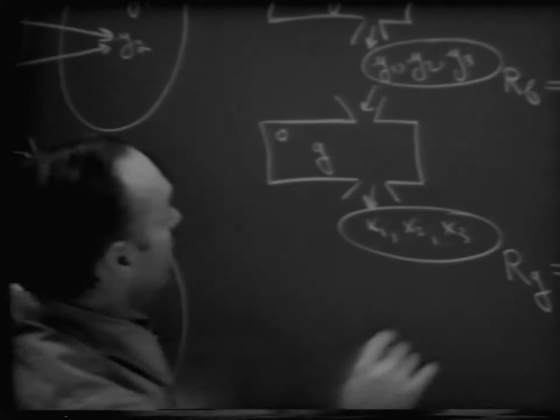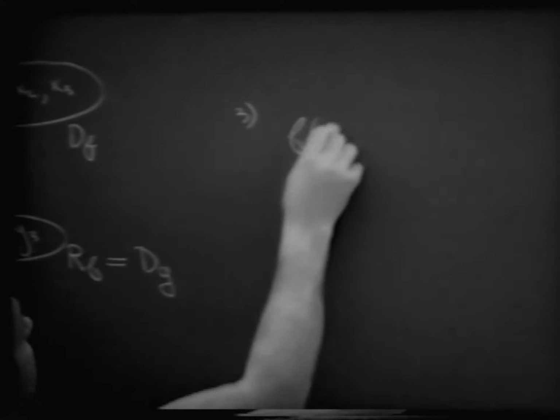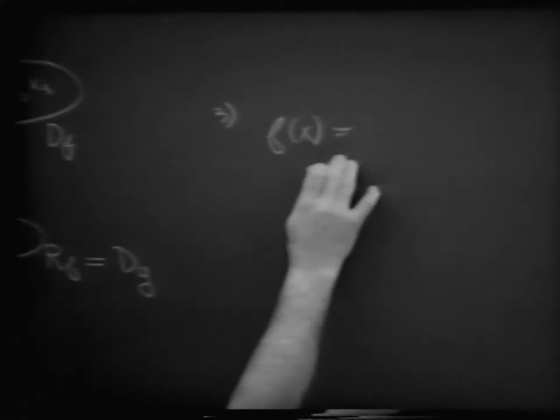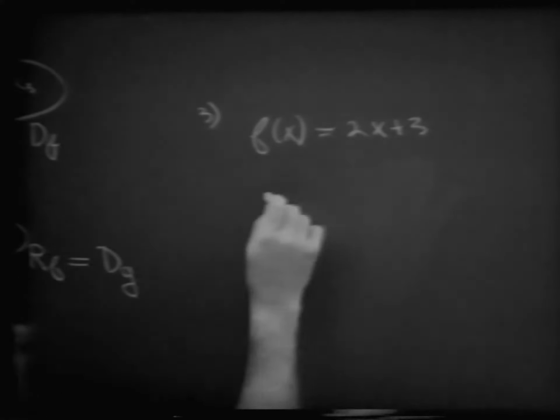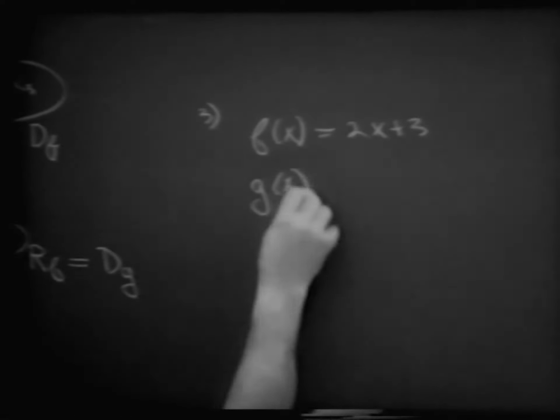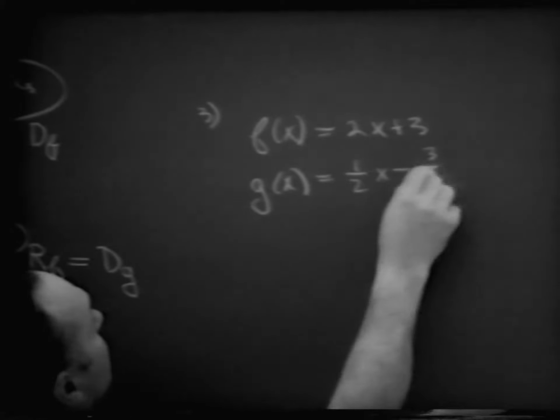Well, let's actually look at a formula. Suppose we were to call the f function, let me just give it a name, f of x is equal to 2x plus 3. And let's call the G function g of x is equal to 1/2 x minus 3/2.